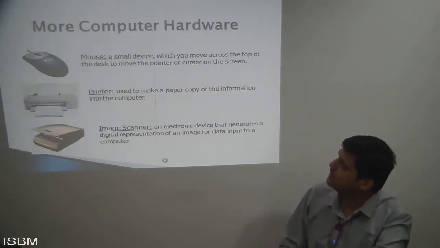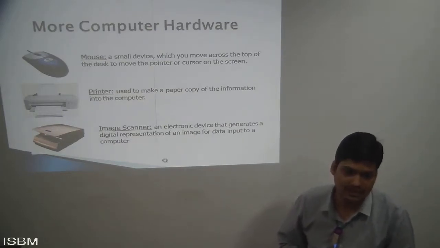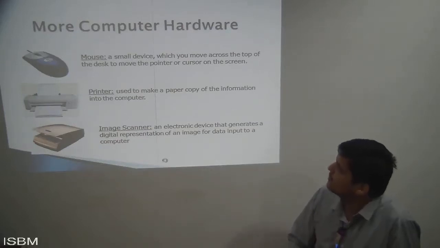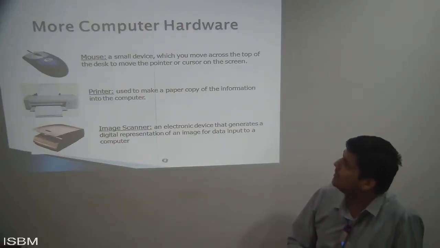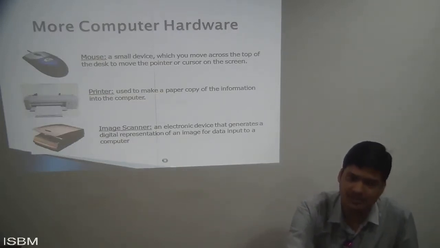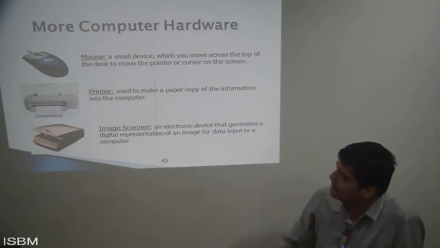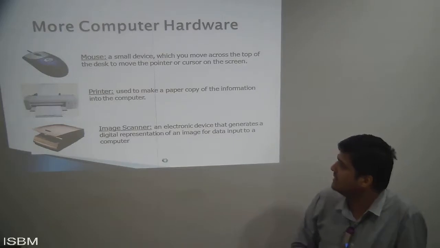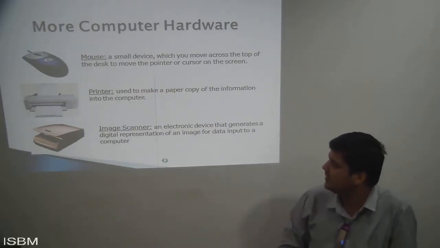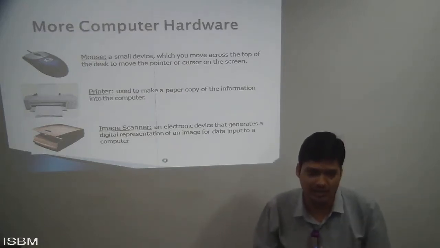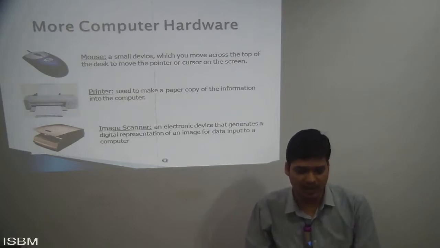Next are some more computer hardware. It's the mouse. As I told you, a mouse is a small device which you move across the top of a desk to move the pointer or cursor on the screen. It's a kind of cursor moving up and down. Then the printer is used to make a paper copy of the information in the computer. Then the image scanner, an electronic device that generates a digital representation of an image as data input to a computer. These are all computer hardware devices.